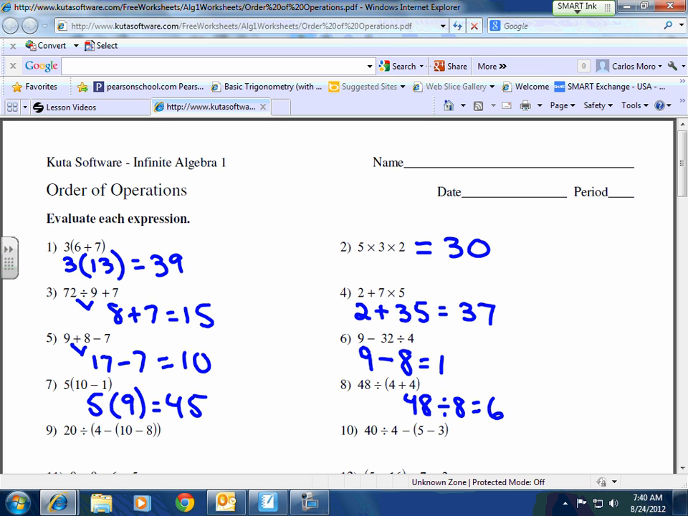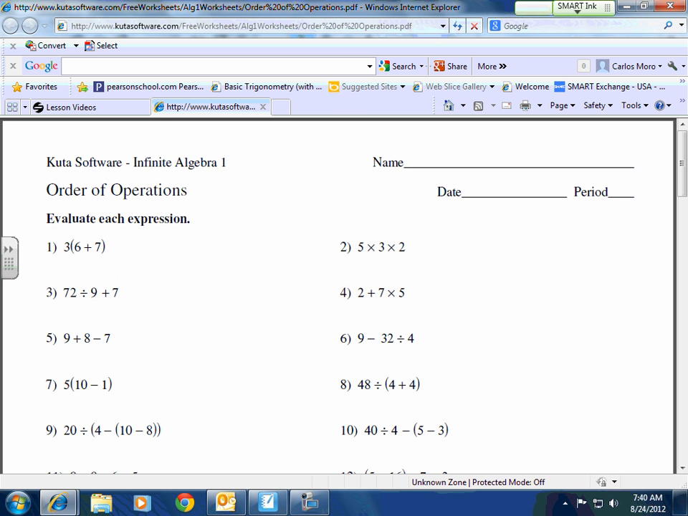I'm going to erase these because I got to pull down the board. Just do a couple more.